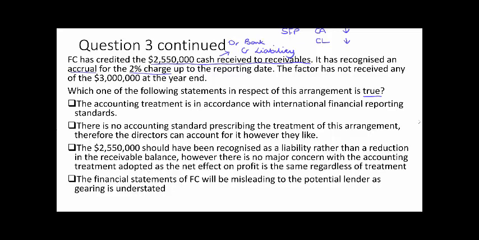Now, this is where this falls down. There is a concern. So in terms of profit, no, I'm not too worried about profit at the moment, but what I am worried about is that my SFP is entirely incorrect. What we're doing is understating both assets and liabilities. So looking at the final one of our options, it says the financial statements will be misleading to the potential lender as gearing is understated. And this is the one in this case which is true.